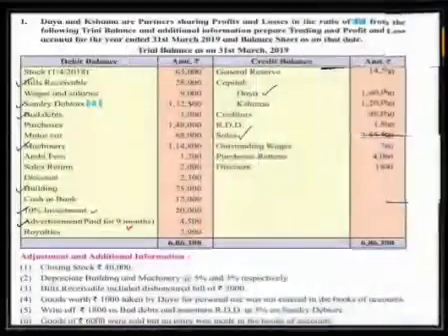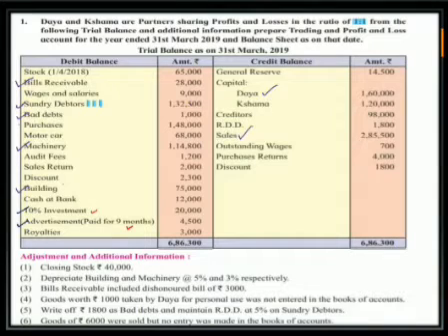Now see here, there is a problem. First I will read the problem, and in this problem I have already tick marked the adjustments. I will just tell you the tick marks with the blue and the red. So Daya and Kshama are partners sharing profits and losses in the ratio of 1:1. From the following trial balance and additional information, prepare trading account, profit and loss account for the year ended 31st March 2019 and balance sheet as on that date.